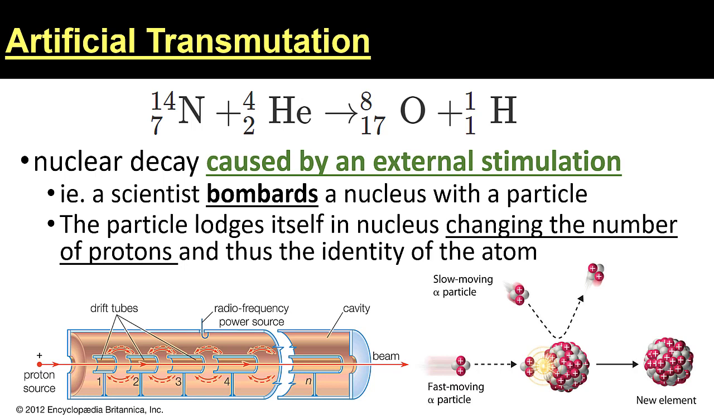The particle that's now accelerated lodges itself in the nucleus, and if it sticks there, it essentially is going to change the number of protons that is in that atom's nucleus, and thus change the identity of the atom. That is how many of the man-made atoms that sit at the bottom of your periodic table were created.